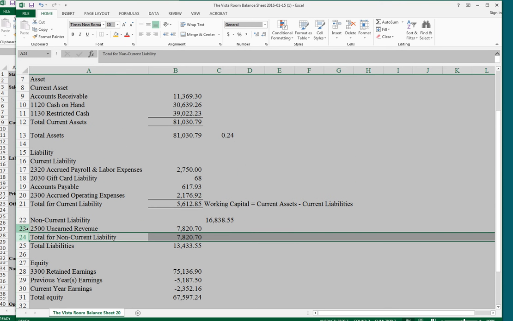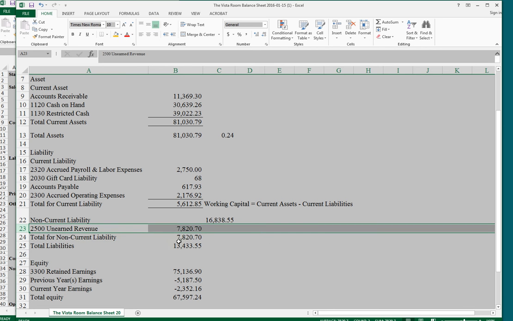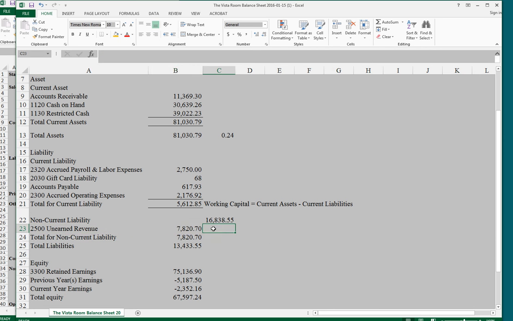We have a total non-current liability, which is unearned revenue. This unearned revenue is prepaid meal tickets for the Vista Room. So in total, our guests have prepaid for $7,820 worth of meals inside the Vista Room. Think of this as almost like gift certificates. They're actually called block tickets, but think of them as gift certificates or gift cards that people have purchased in the past but just haven't redeemed yet.